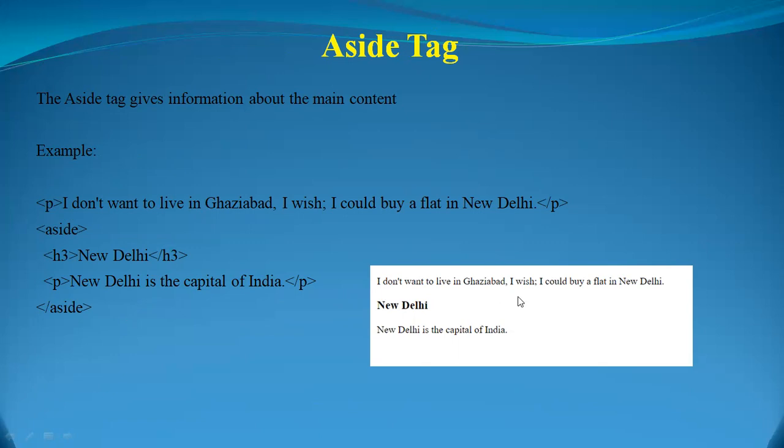I don't want to leave the Razia bot. I wish I could buy a flat in New Delhi. Then in the aside, we give New Delhi, and in the paragraph tag, New Delhi is the capital of India.